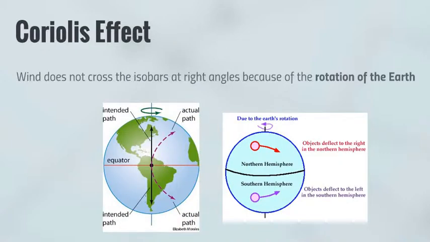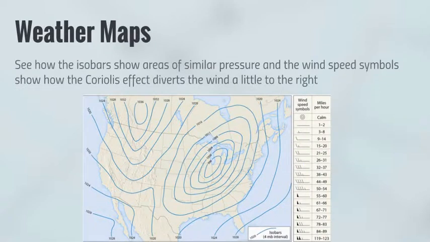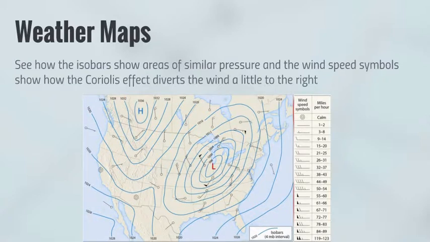Alright, Coriolis effect. This has to do with the rotation of the Earth. So instead of the wind flowing perpendicular, it's instead going to go to the right or left depending on which hemisphere you're in. On weather maps, we can see that it's separated by isobars for similar pressure. And once we add the wind speed symbols in there, it shows that the Coriolis effect diverts the wind a little bit to the right.